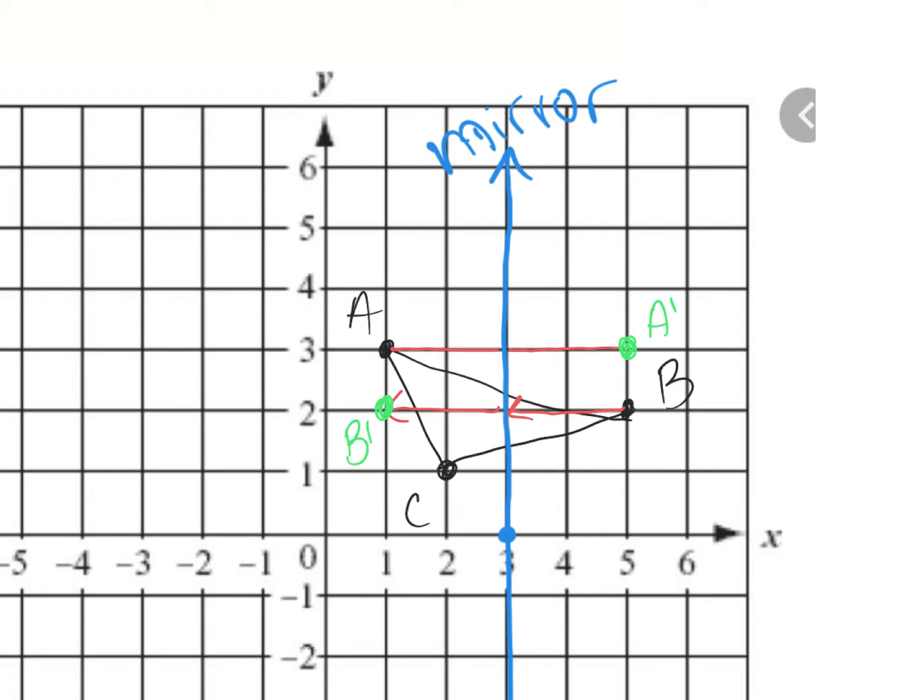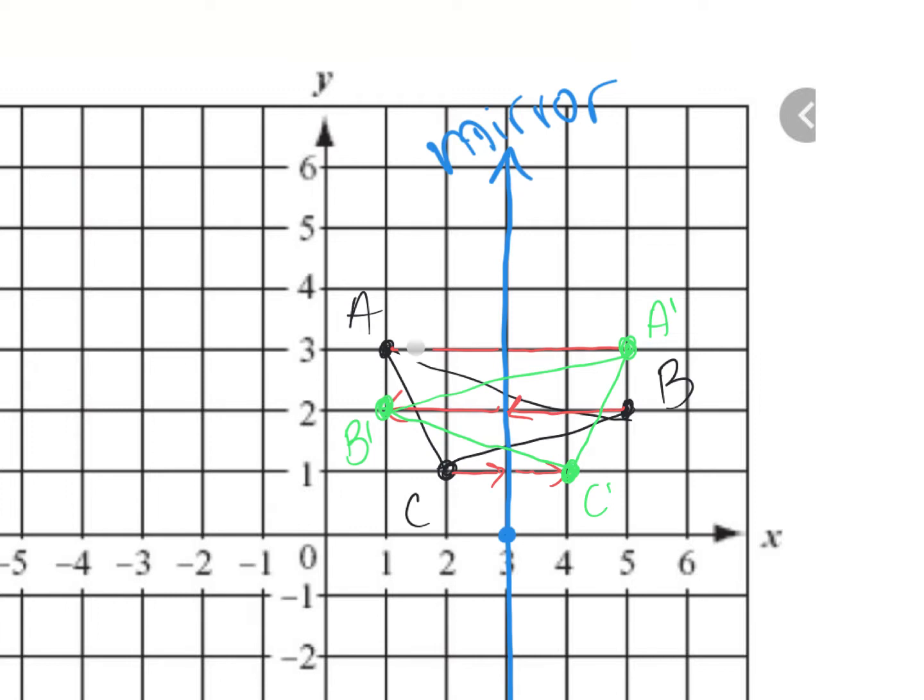And lastly, let's do C. Who thinks they get it and can walk me through C? Cody? It's 1 unit away from the mirror, so you move 1 to the right on the other side of the mirror, so it'd be 4, 1. Good. C prime. Now, watch. When we connect all of these, I want you to notice what it looks like.